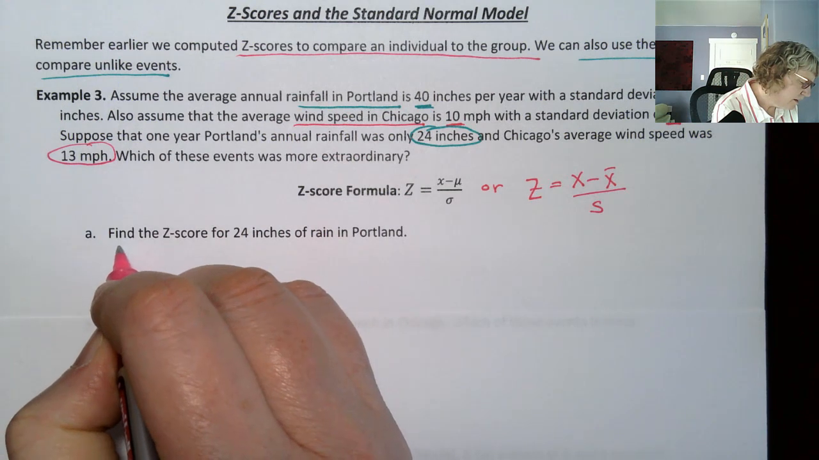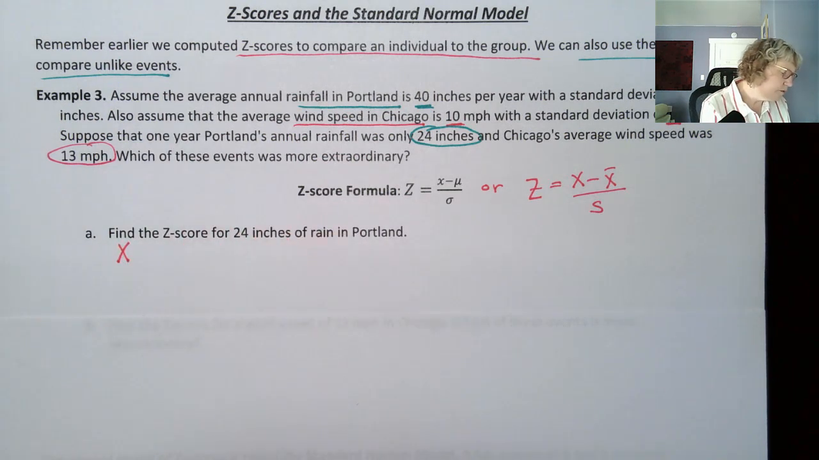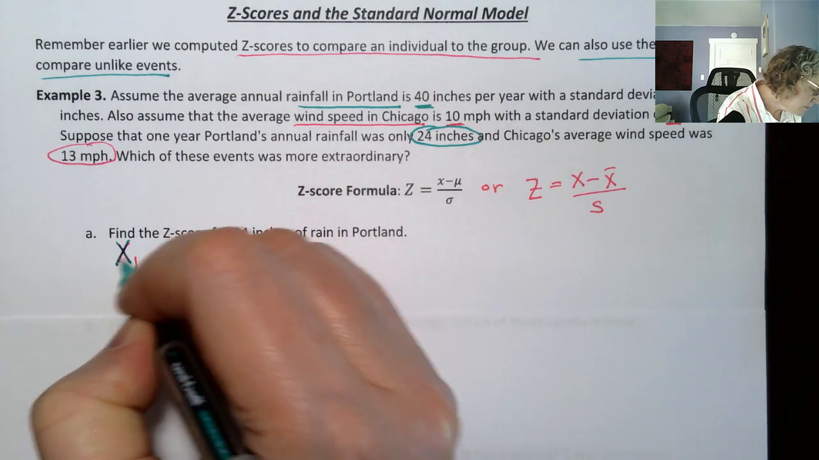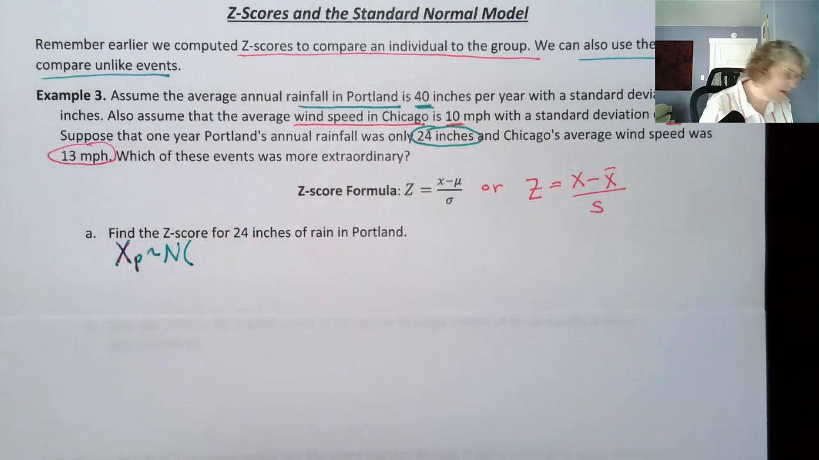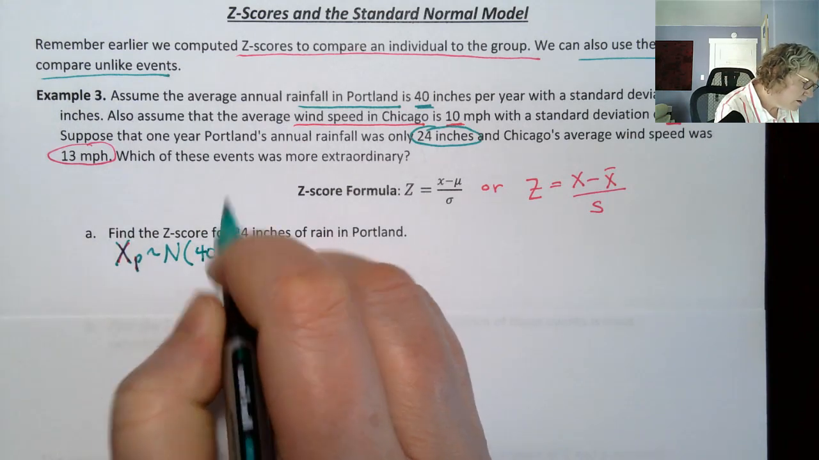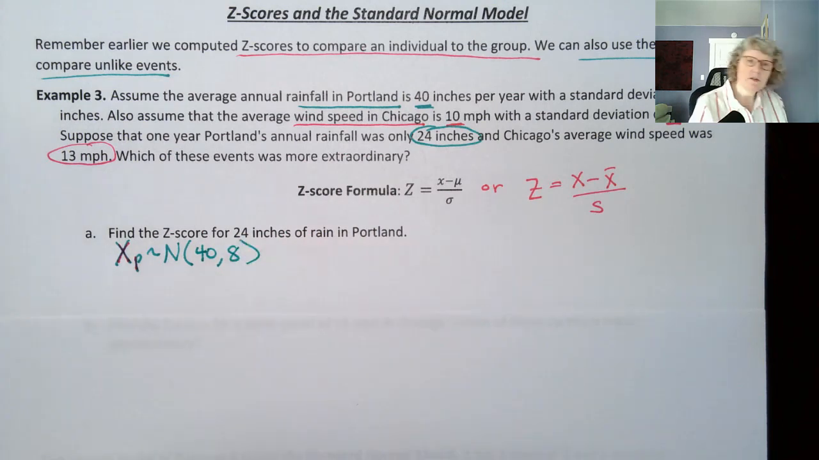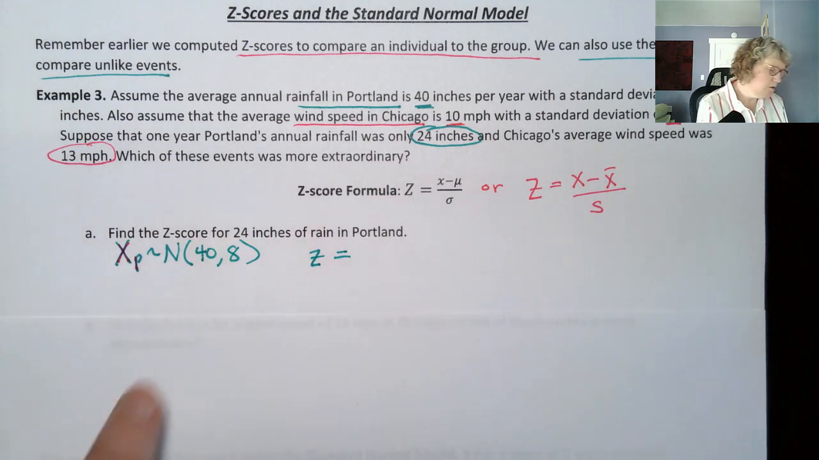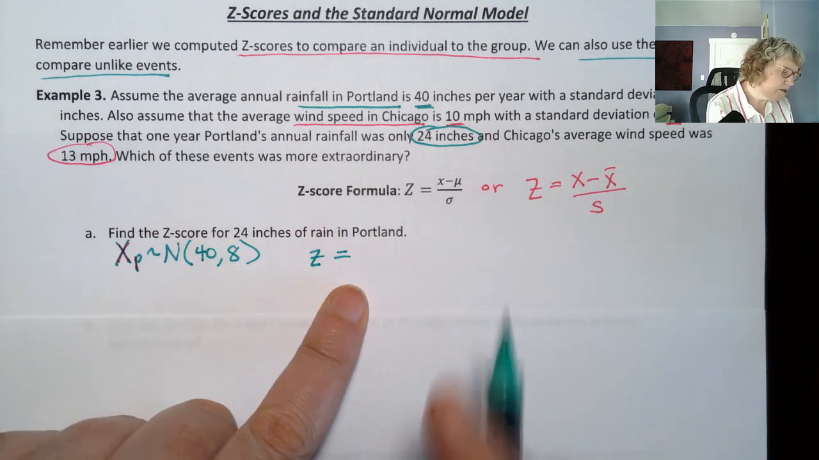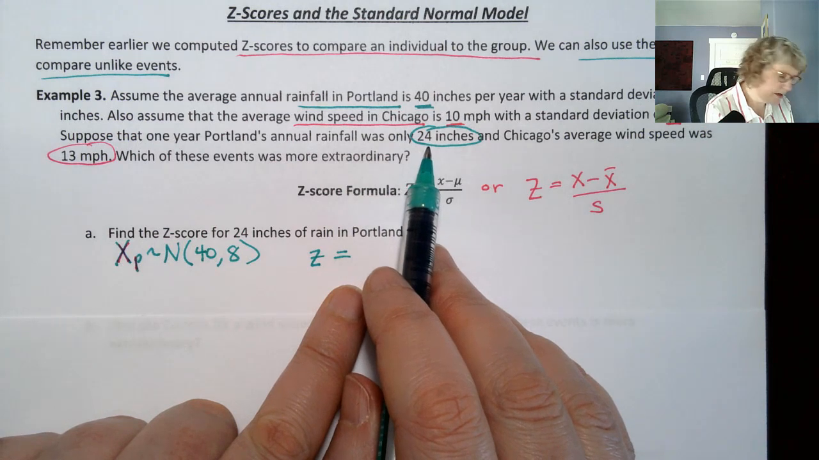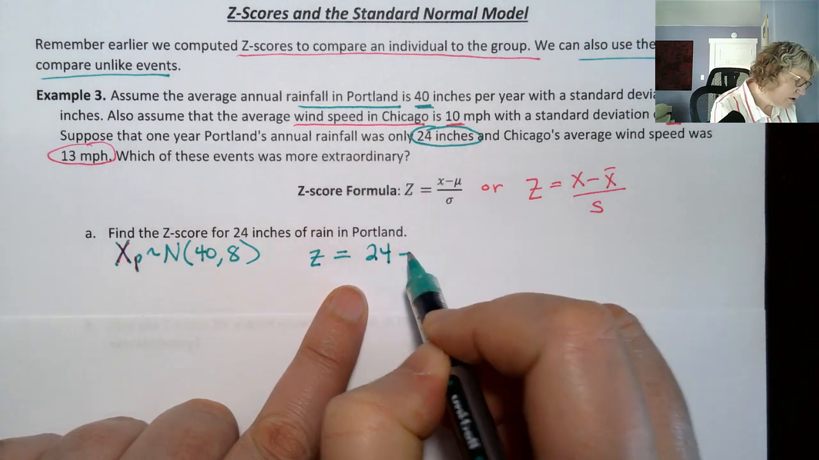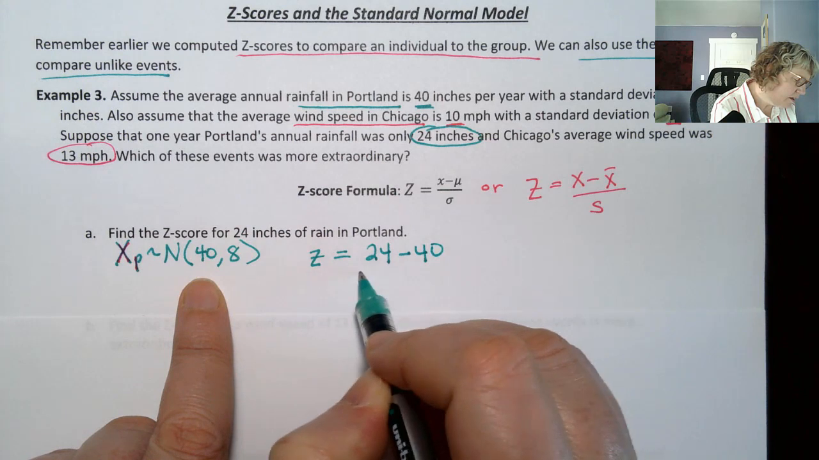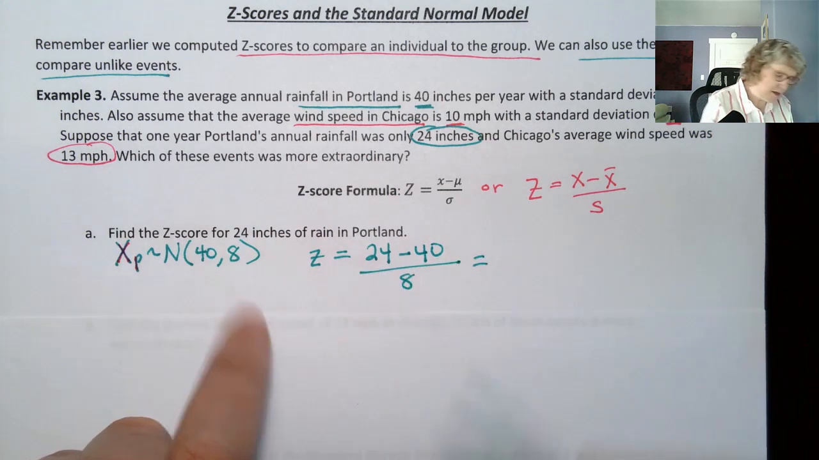So I'm going to define each distribution. I'll say x for Portland, so x sub p, is distributed as a normal distribution with a mean of 40, standard deviation of 8. Then our z-score formula will be our particular x value, so that's 24. We always put that first. 24 minus the mean of 40, divided by 8.